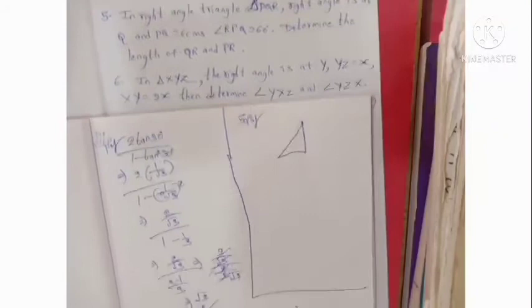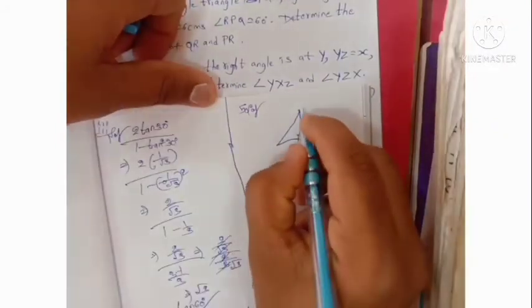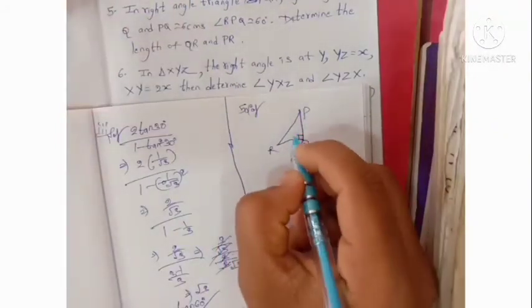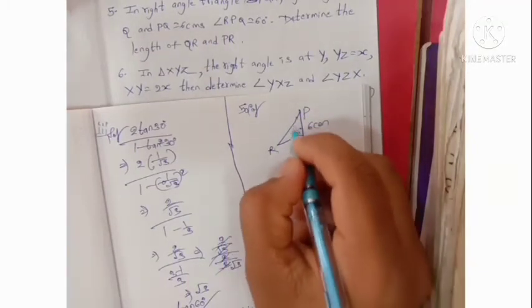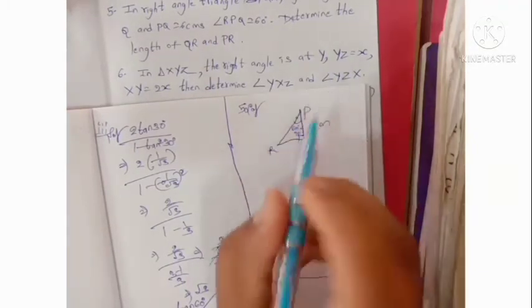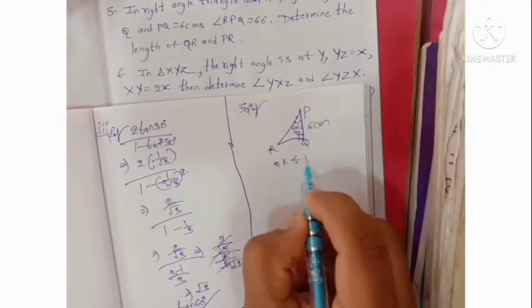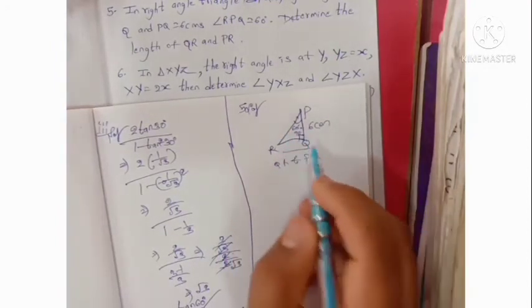Triangle PQR, and the right angle is at Q. PQ is equal to 6 centimeters, given. Angle RPQ is 60 degrees, given. Determine the length of QR and PR. This we should find, and this.